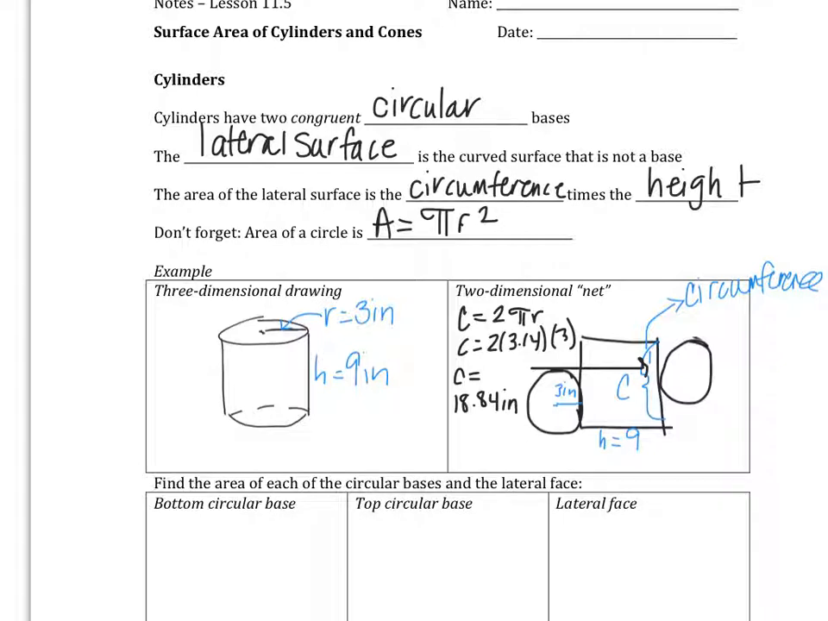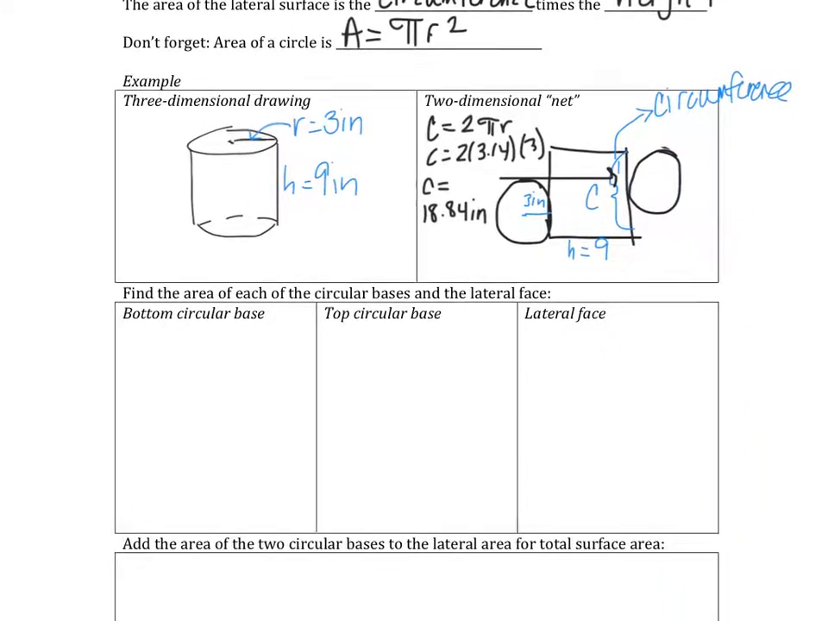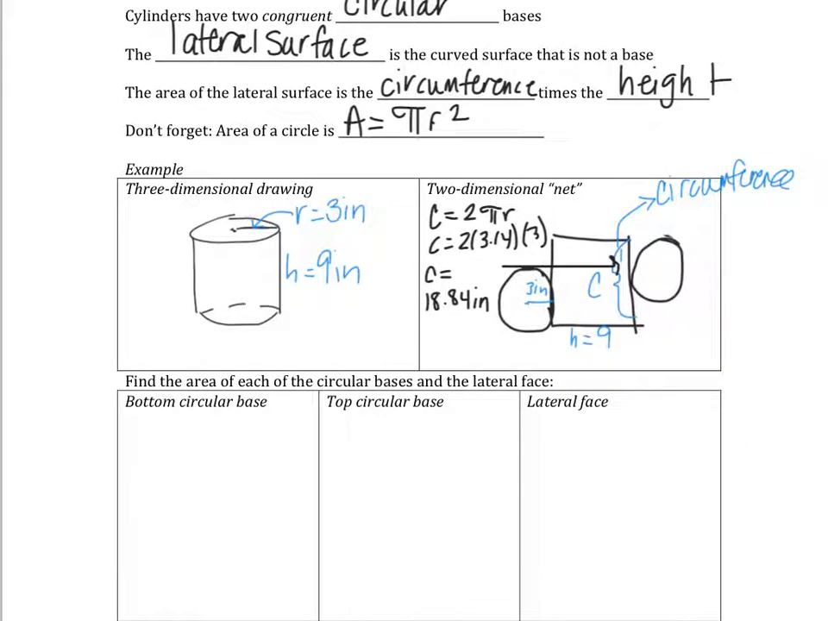Okay, so now let's find the area of each of the circular bases and the lateral face. Okay, so the bottom circular base is going to be this one right here. And it's going to be the same. The top and the bottom are going to be the exact same area. So we actually just have to find one area and then multiply it by 2. So let's go ahead and do that.